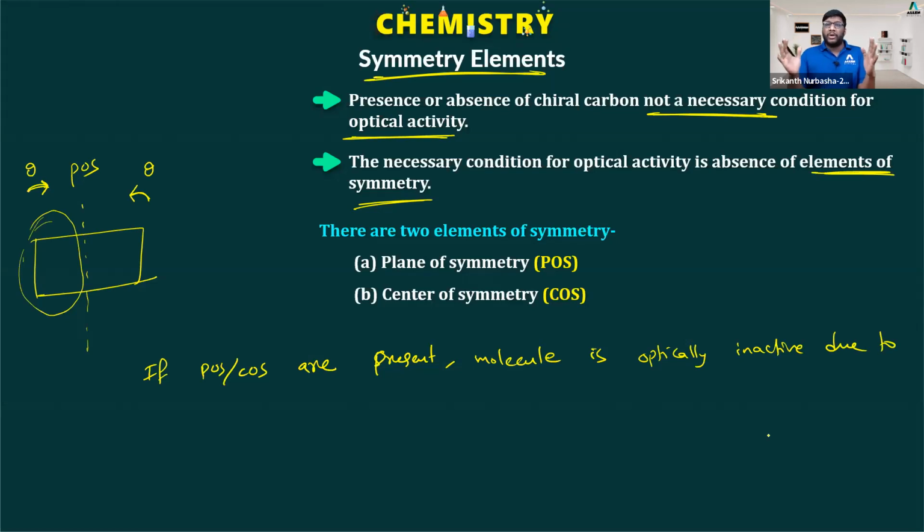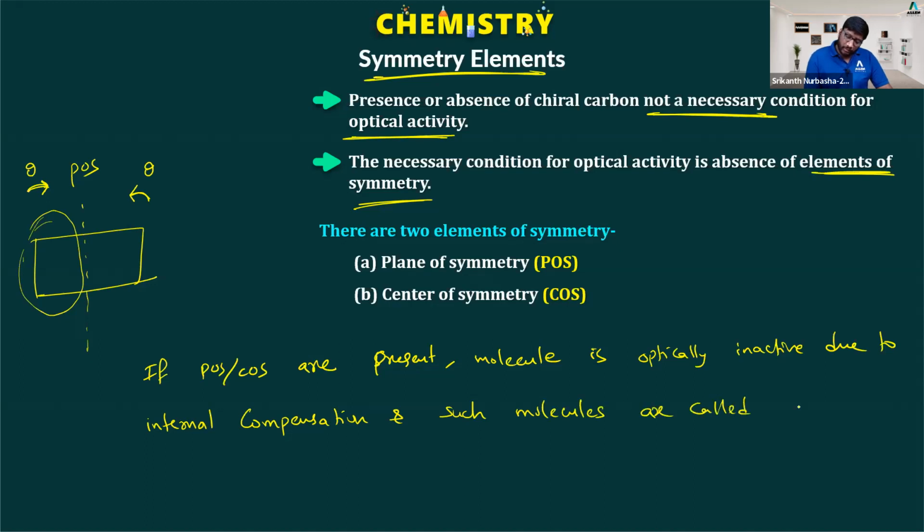Like within the same compound, one part of the molecule is compensating the optical rotation of the other part. So it is said to be internal compensation. If a plane of symmetry or center of symmetry is present, the molecule is optically inactive due to internal compensation, and such molecules are called meso compounds. Meso compounds are optically inactive due to internal compensation.